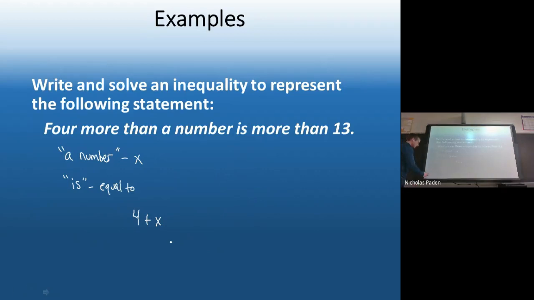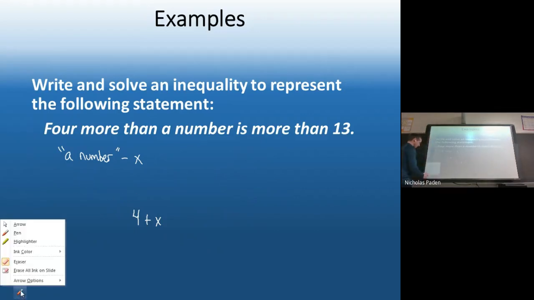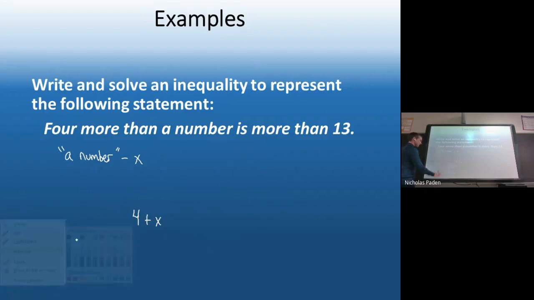I'm sorry, I was thinking about equations. Is does not mean equal to here. You do not want to write that. I got ahead of myself there. You don't want to write is equal to because this is an inequality. So we're not going to have an equal sign. I was thinking of writing equations.